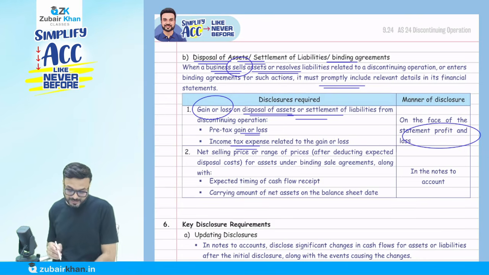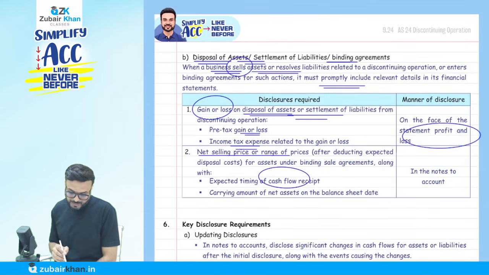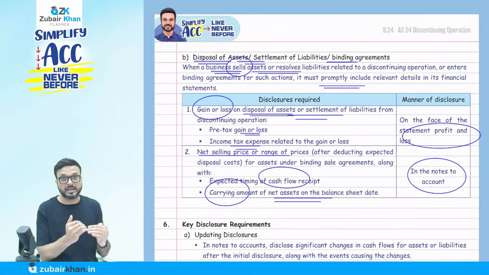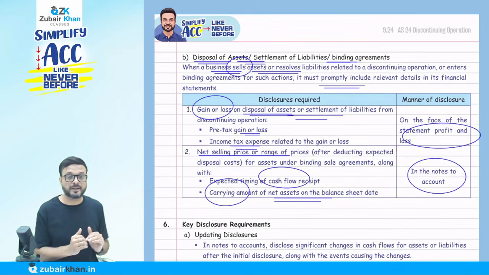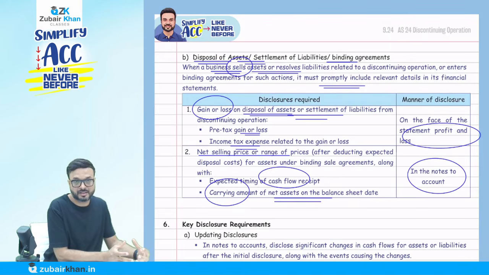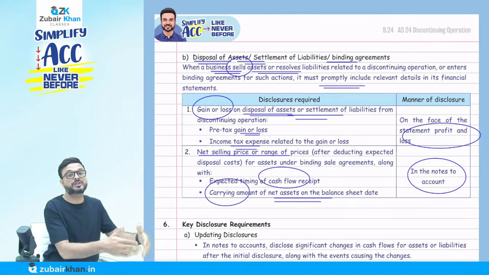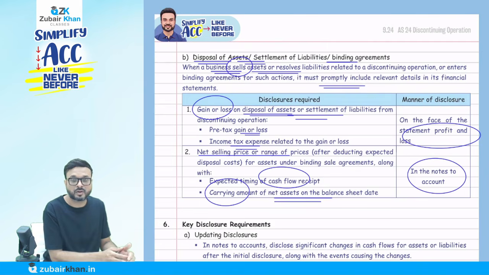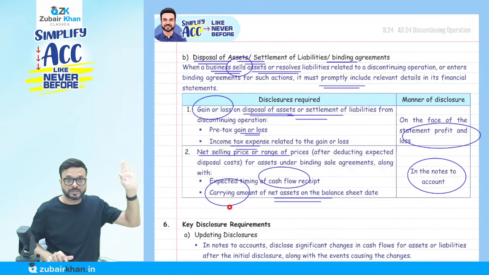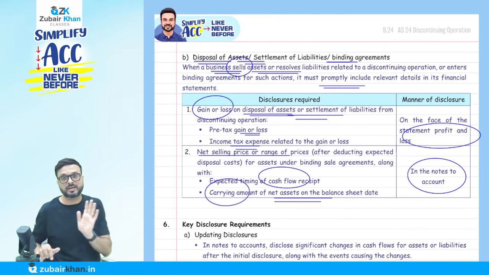Second, they say the net selling price or range of price after deducting expected disposal cost for assets under a binding sale agreement, along with the expected timing of cash flow receipt and the carrying amount of the net assets on the balance sheet date, in the notes to account. Understand? What is the difference between point A and the second? In the second point, they are saying what is the net selling price range that you are expecting when we enter into a binding sale agreement. How much we expect to receive on the sale of that particular asset, after adjusting the expenses on the sale, what is the expected timing of the cash flow when you are to receive the amount, and what is the book value that we have to show in the notes to account.